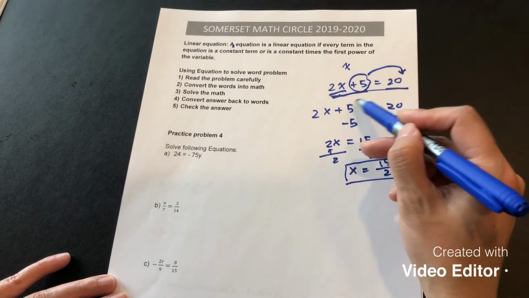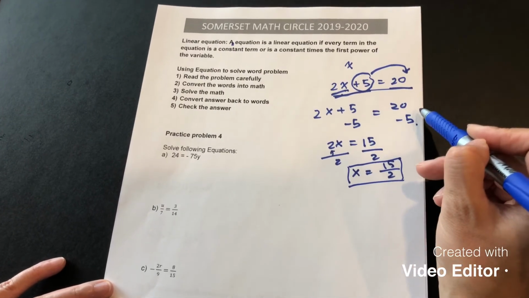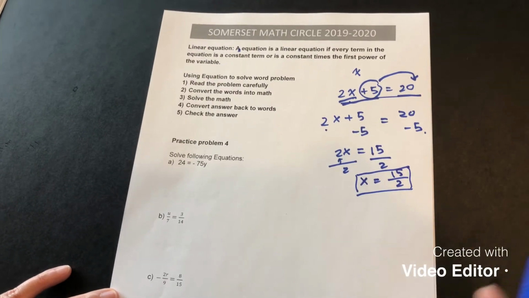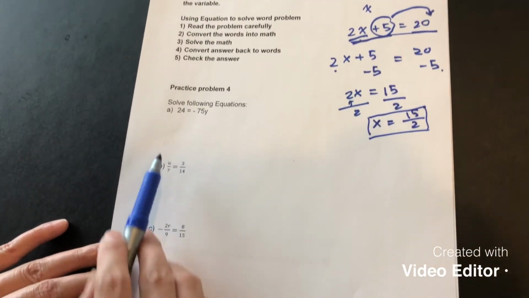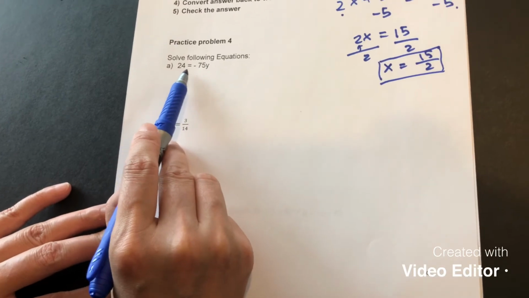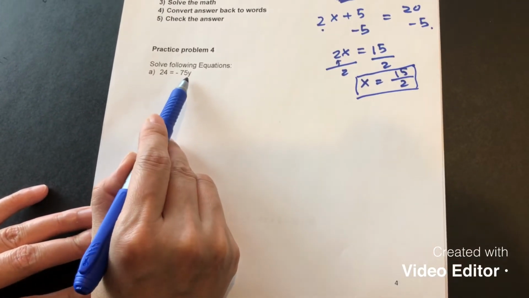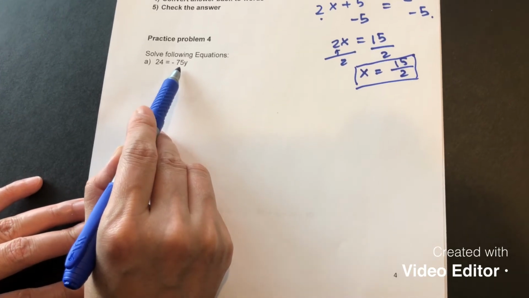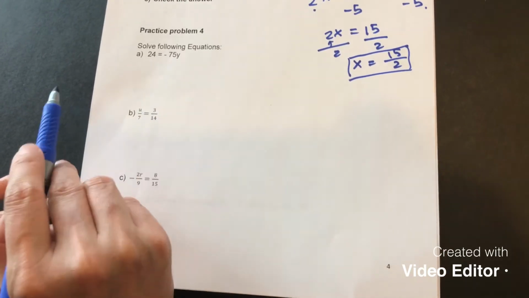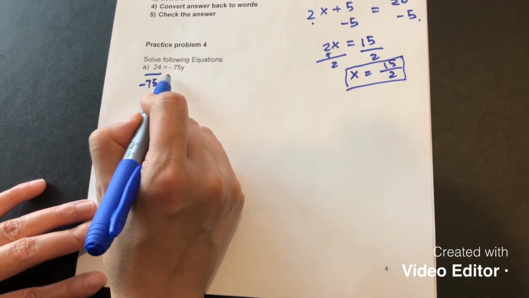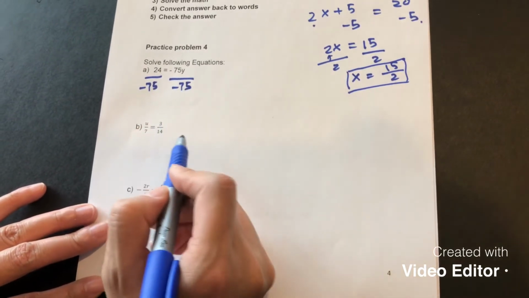We can move the number to the right-hand side first and then get rid of whatever constant in front of the unknown. Let's use these as an example. So we have 24 equals to negative 75y. Okay, in front of the unknown y, there's a negative 75 multiplying to the y.